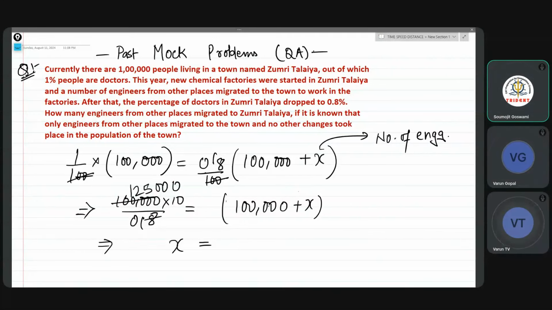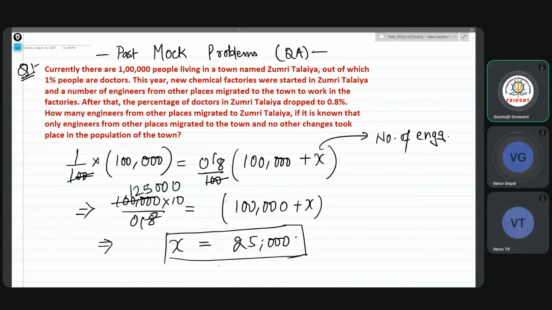So X comes out as 125,000 minus 100,000, that is 25,000. Remember, X is the number of engineers that got added to the population. What is the population? 100,000 is the population. So the answer to that would be 25,000, right?